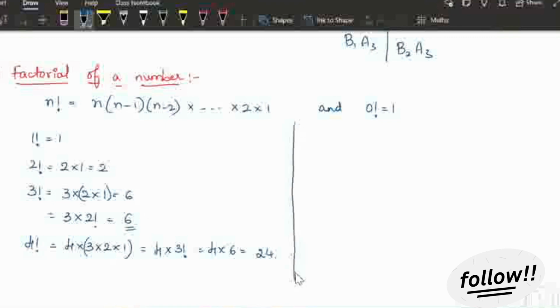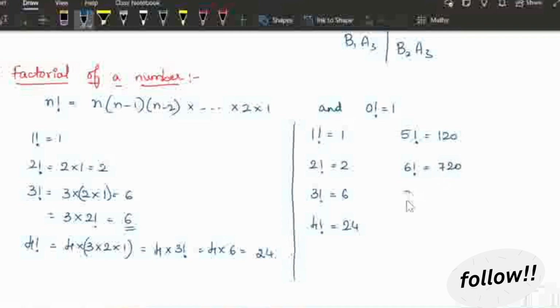So write down these factorial values which are useful for you in solving many questions. So 1 factorial is 1, 2 factorial is 2, 3 factorial is 6, 4 factorial is 24, 5 factorial is 120, 6 factorial is 720, 7 factorial is 5040, and 8 factorial is 4320.